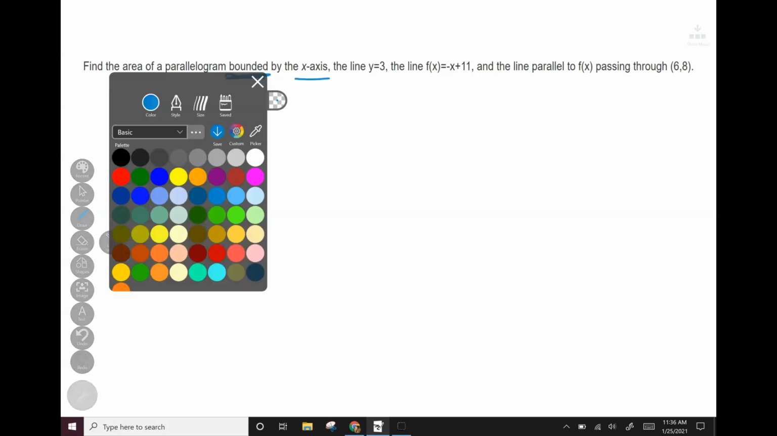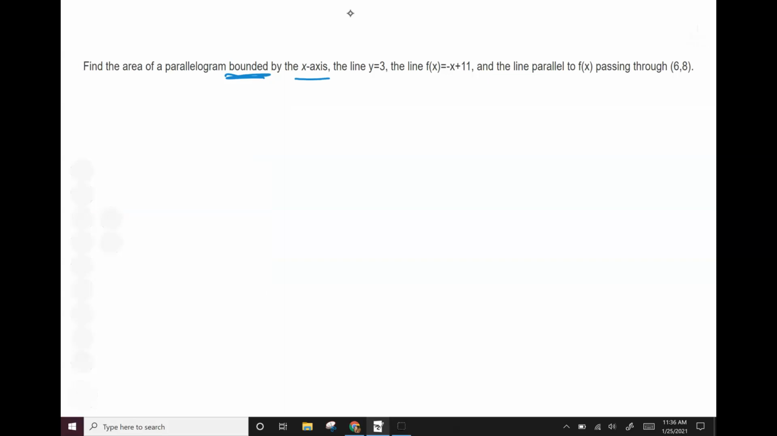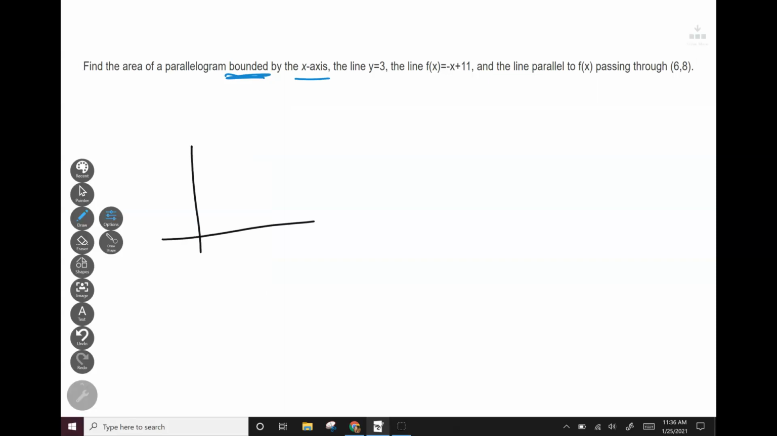So I'm going to sketch a graph and put all of these lines on there. So first the x-axis, easy line. The line y equals 3. The line f of x equals negative x plus 11. So I've got a y-intercept of 11.